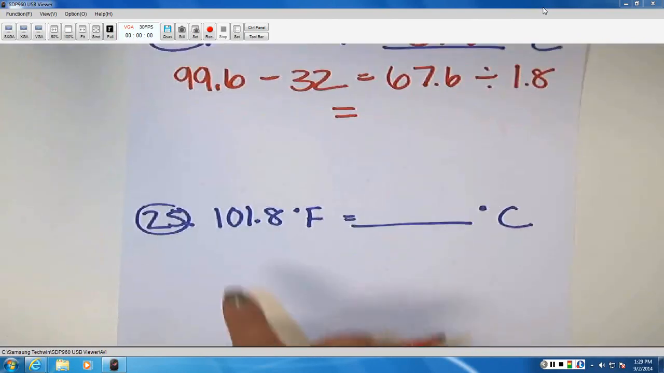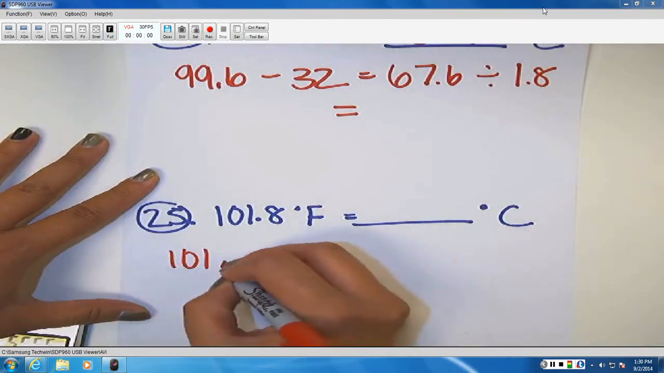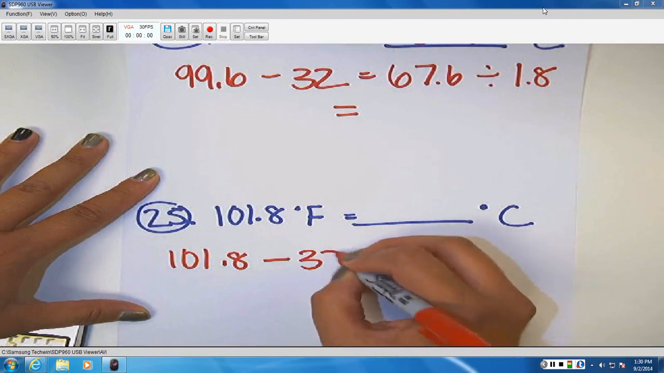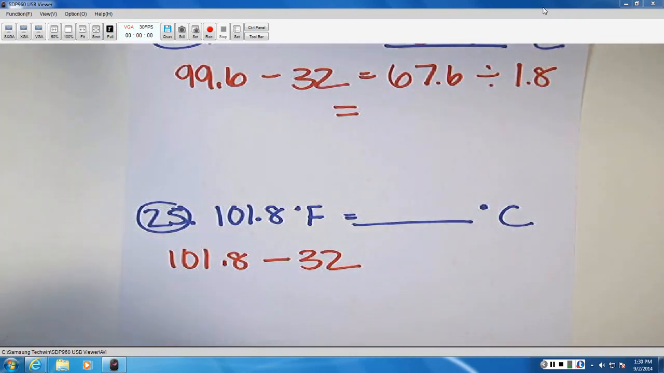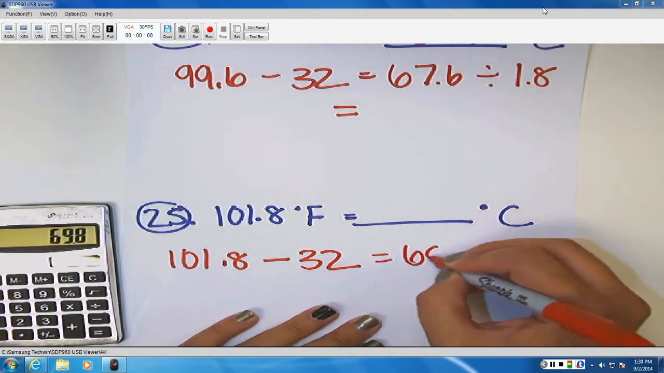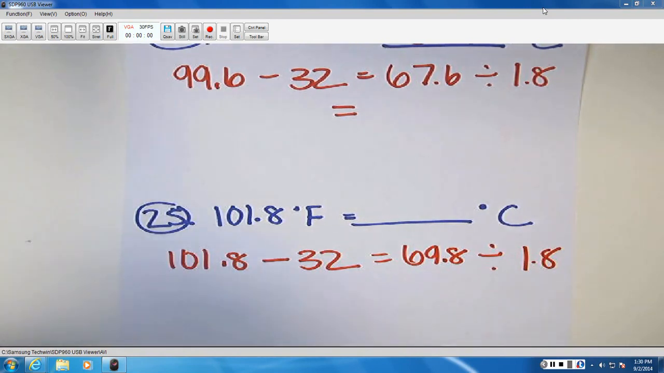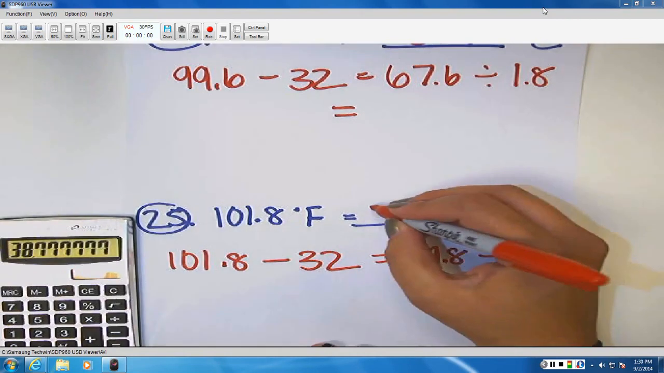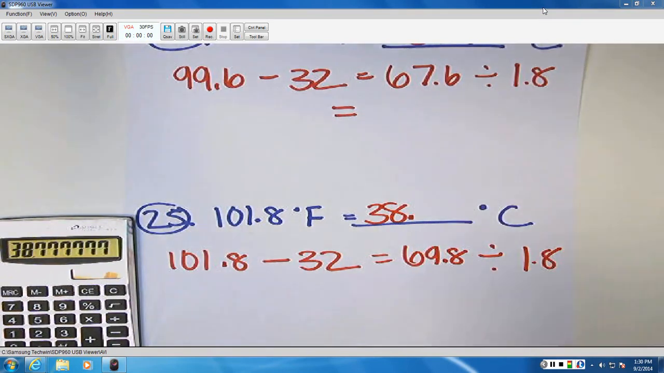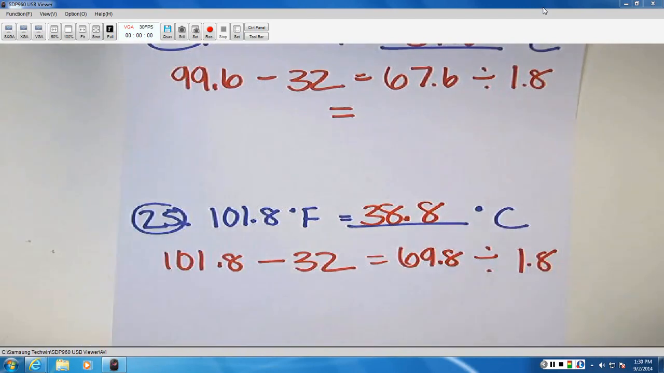Let's do another one down here. We have 101.8 degrees Fahrenheit, and we want to convert that to Celsius. I'm just going to take 101.8. I'm going to subtract 32. And that gave me 69.8. And then I'm going to divide that number by 1.8. And that gives me 38.77777. So I'm just going to round that up to 8. And so 101.8 degrees Fahrenheit equals 38.8 degrees Celsius.